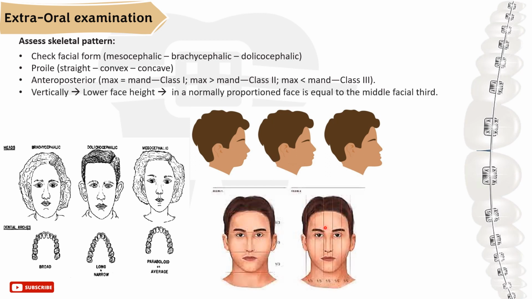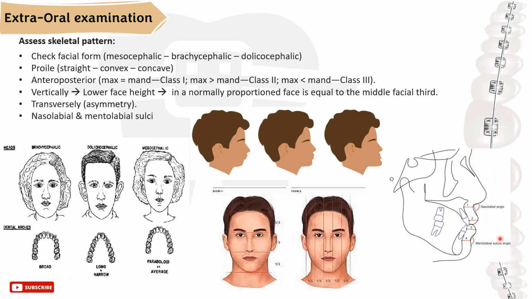Vertically, check for the lower face height. In a normally proportioned face, it will be equal to the middle facial third. And transversely, check the symmetry of the right and left two halves.